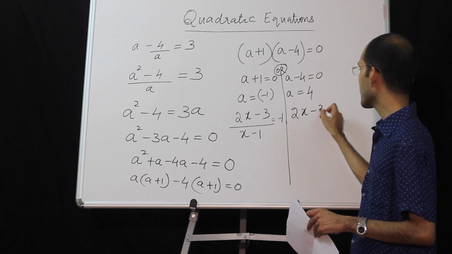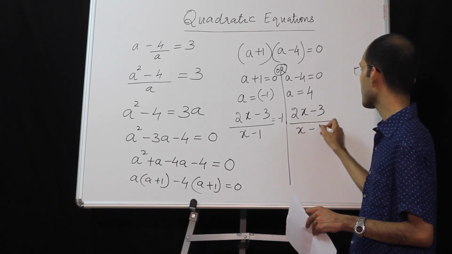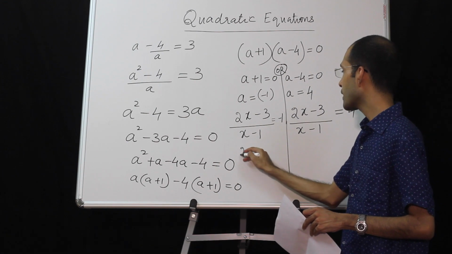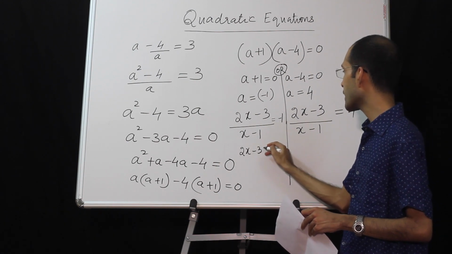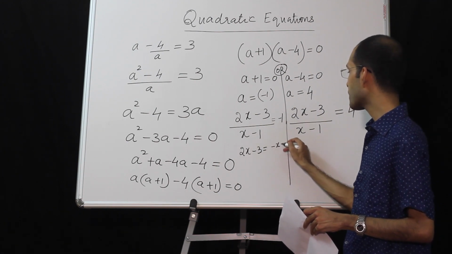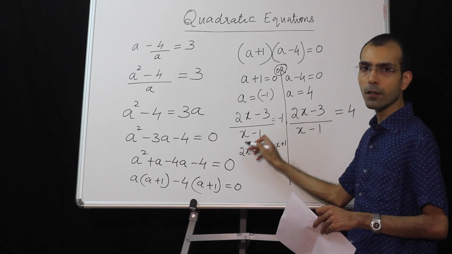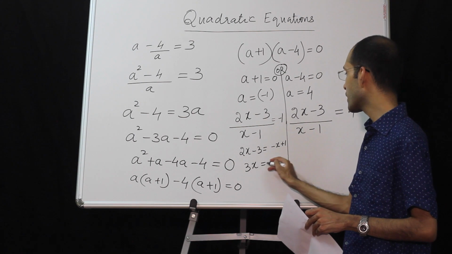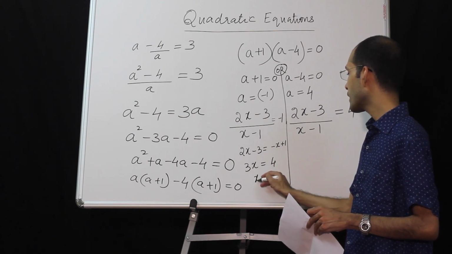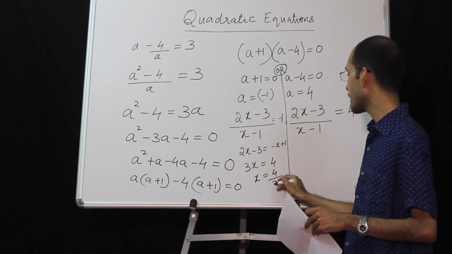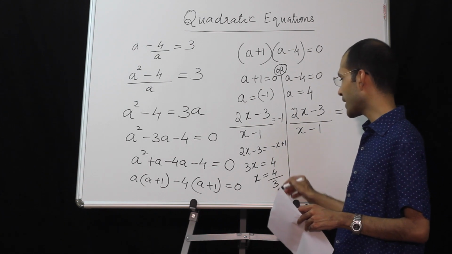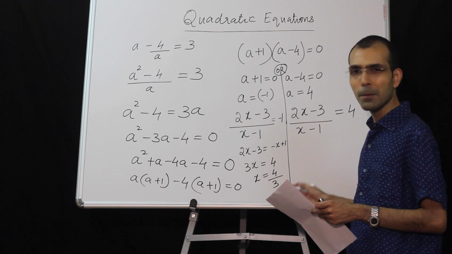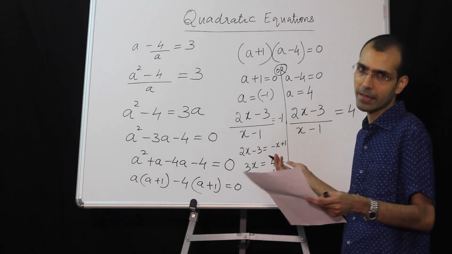Same thing happens here, 2x minus 3 upon x minus 1 equaling 4. Now you cross multiply, you will have 2x minus 3 is minus x plus 1. Take care of the signs. Transpose, 3x will equal 4, x will equal 4 by 3, which you can keep it like this in this topic of equations, or you could write it as a mixed fraction 1 by 3.